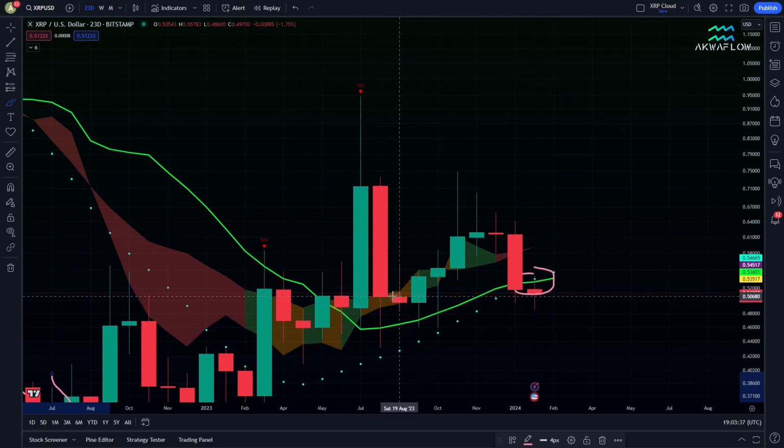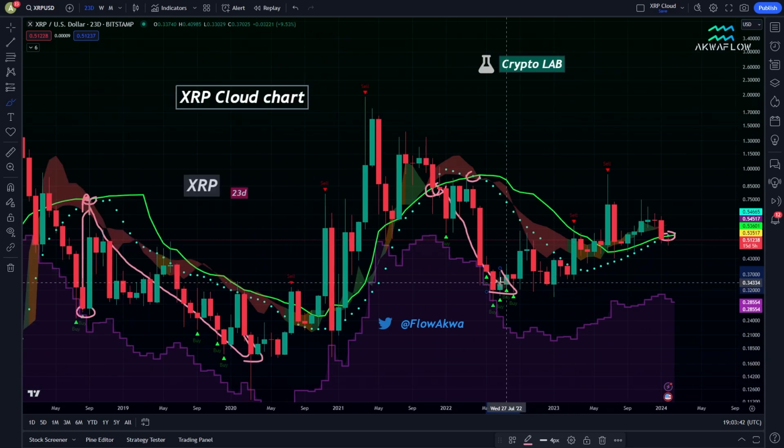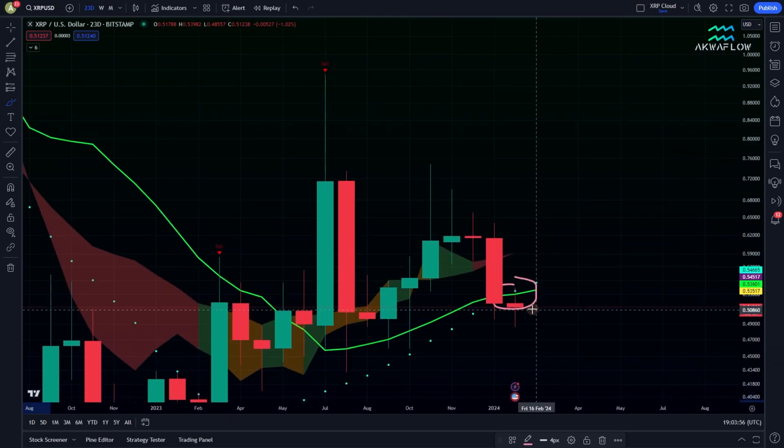And right now we are in a pretty bearish position because you know that the green line is a wonderful support during bull markets, but it is a strong resistance during bear markets. And right now we are trending below it. But again, I am using the 23 days time frame, so to be official, to have this candle closing below the green line, we have to wait for the close of the candle that will happen the 16th of February.